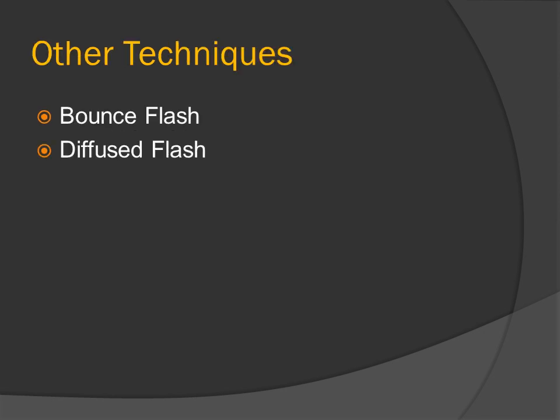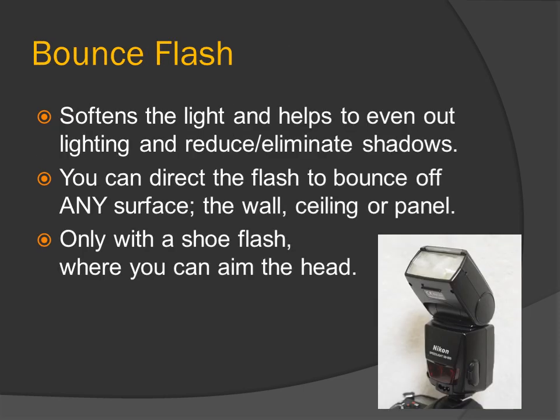Other techniques: bounce flash and diffuse flash. Bounce flash. You soften the light and it helps to even out the lighting and reduce or eliminate shadows. You can direct the flash to bounce off of any surface: the wall, ceiling, panel, floor, anything. This can only be done with a shoe flash where you can aim the head, because you need to aim the head either at the ceiling or the wall. If it's fixed forward, you can't bounce it because you can't aim it.